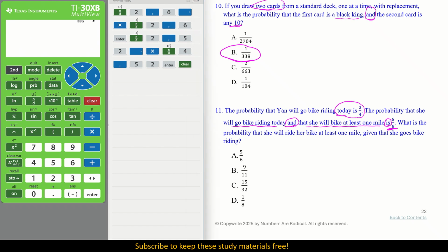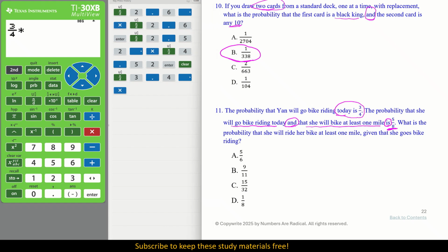Here, let me clear out the calculator. So first she goes bike riding, as we have in the sentence. So that's 3 out of 4. So here she is bike riding. Then you have the word "and." That's multiplication. That she will bike ride at least 1 mile. This is confusing. Read the sentence in its entirety and interpret it that way. If you read it in chunks, you're going to think that this second underlined part, let me highlight it, this part I have highlighted equals 5 over 8. It does not.